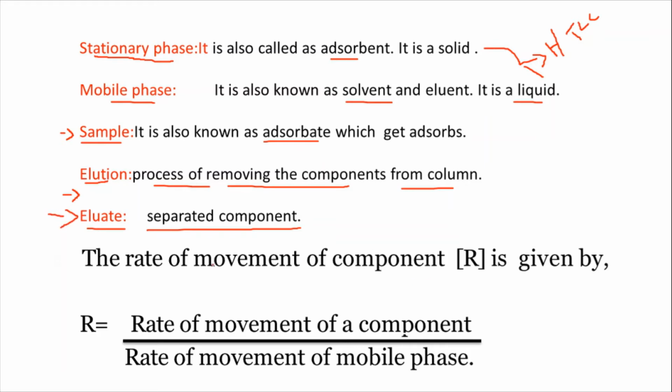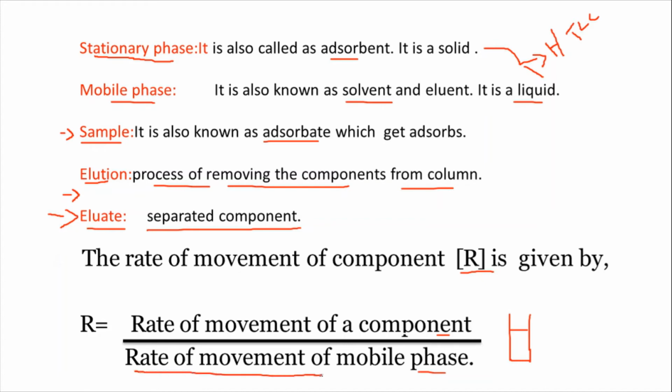Finally, this is a major formula we are using to find out the R. R is called resolution. The resolution of the separation is based on the rate of movement of components divided by the rate of movement of mobile phase. These two are inversely proportional. The components are in our sample and mobile phase. The stationary phase is already fixed in the column, so it never migrates and is never altered. So we only consider the mobile phase, not the stationary phase.